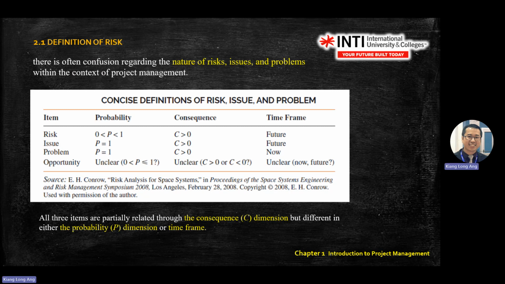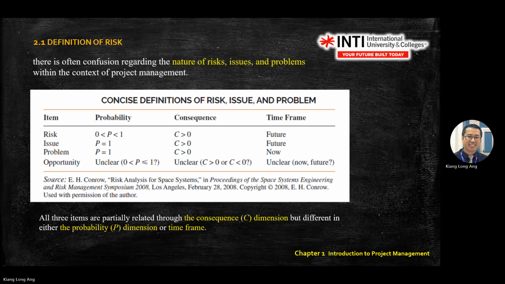Issue: if you talk about issue, probability is one. Issue is what is happening now, so the probability is one. Consequences are more than positive. Then for the time frame, you also talk about the future. It's going to happen. So issue means something that will surely happen. Problem is now. So there's a difference between issue and problem. Let me make a correction: just now I mentioned issue is now, but no, issue is the future.